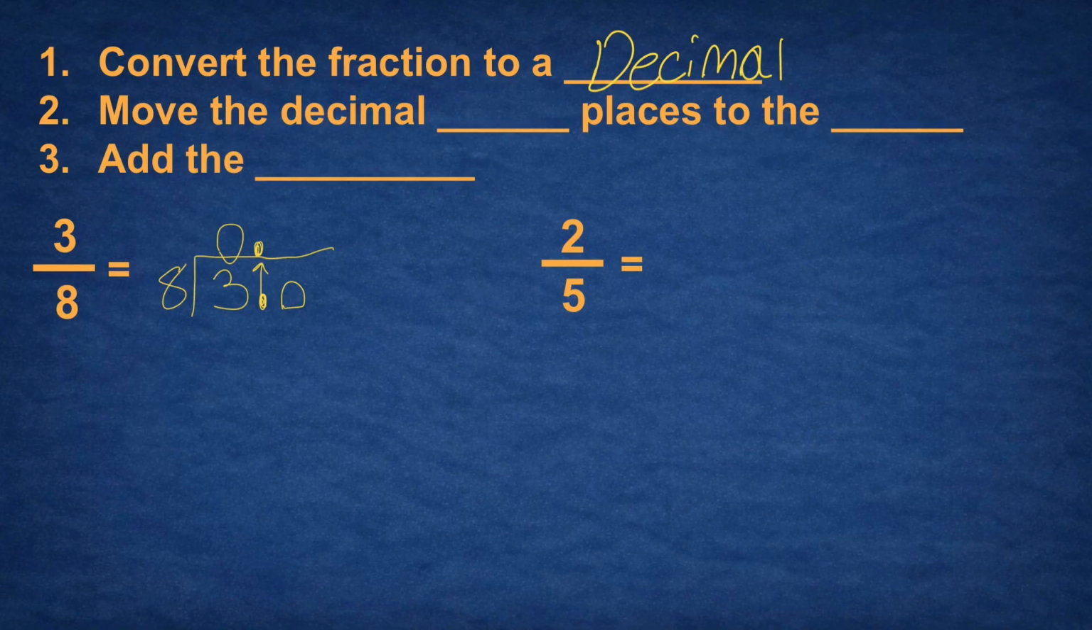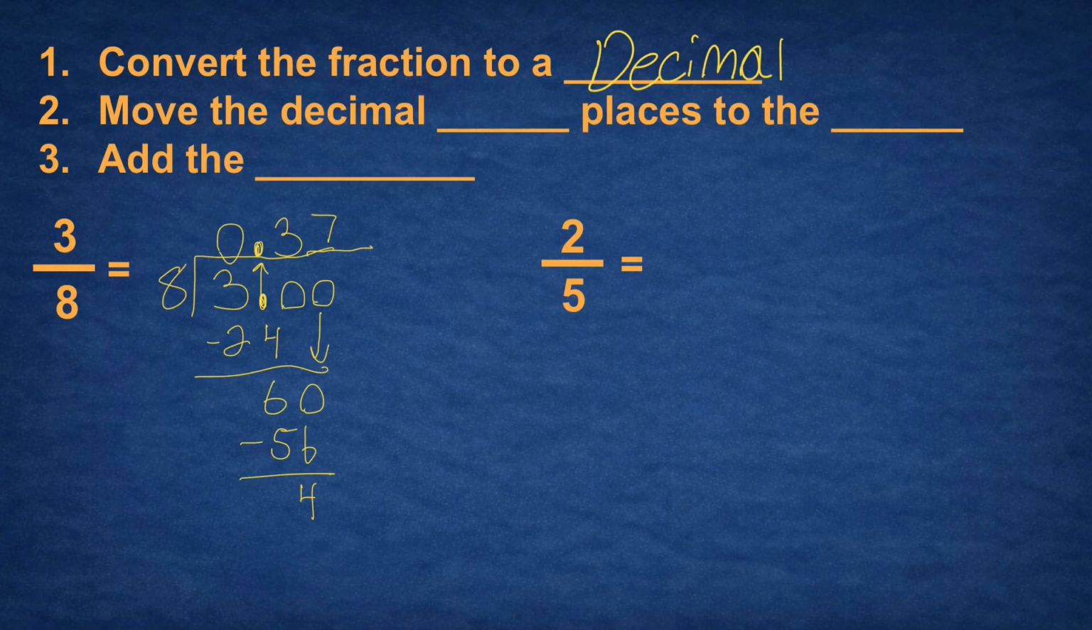Now 8 can go into 30 3 times. 8 times 3 is 24. We subtract and we get 6. 8 cannot go into 6, so I'm going to add another 0. I'm going to bring it down. Now 8 can go into 60 7 times. 8 times 7 is 56. I subtract and I get 4.